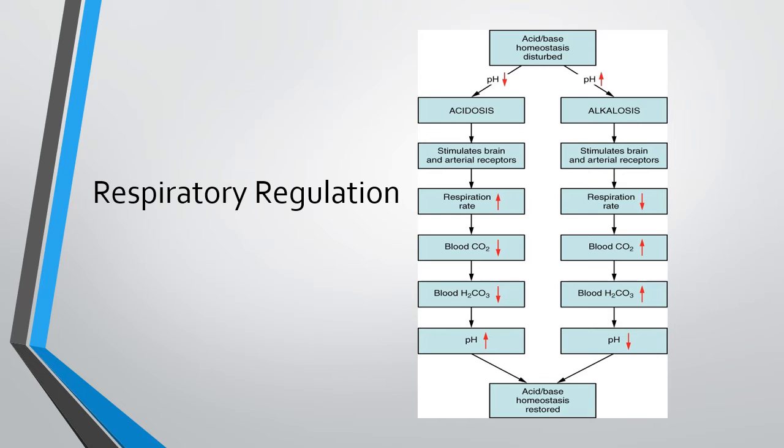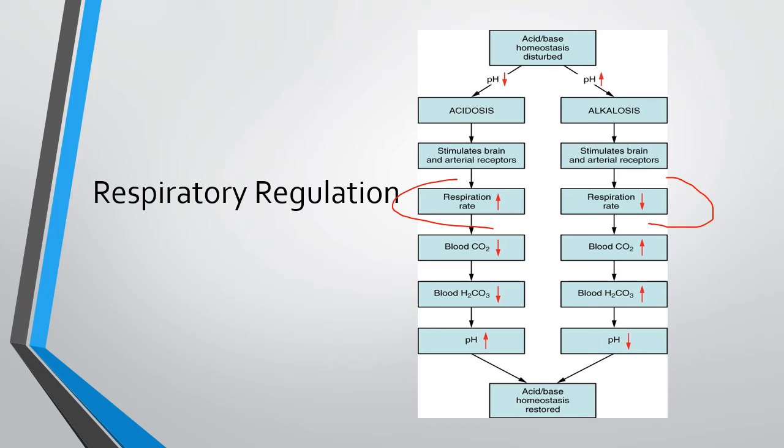So next, respiratory regulation. This is the second line of defense. It acts within minutes, and even this is not a long-term mechanism of maintaining the pH. It is relatively short-term. So how does this work? As you can see in the diagram, whenever the pH increases or decreases, there is a change in the respiratory rate. As the name says, that's the respiratory regulation. There's a change in the respiratory rate depending on the change in pH.